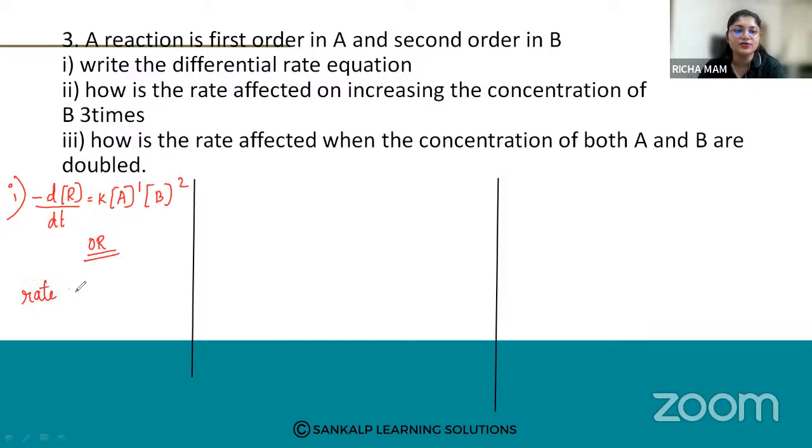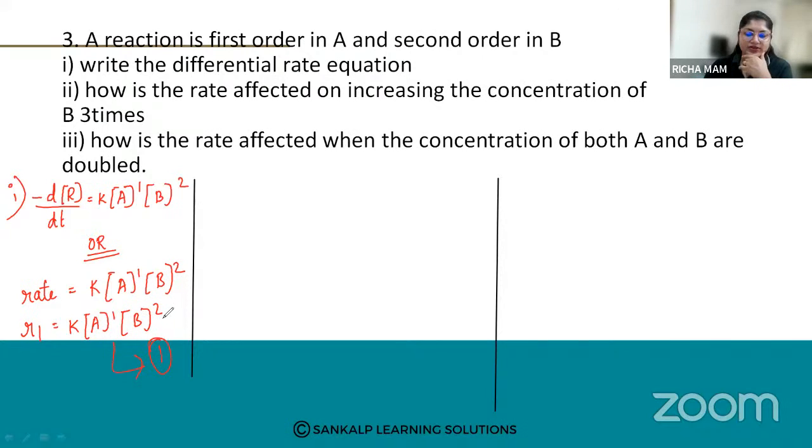Rate is equal to K into A raised to 1 and B raised to 2. That is, R1 is equal to K into A raised to 1 and B raised to 2. So this is the first equation of the differential rate equation. Now we have completed how to write the differential rate equation.